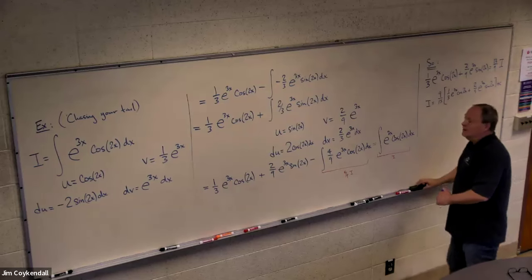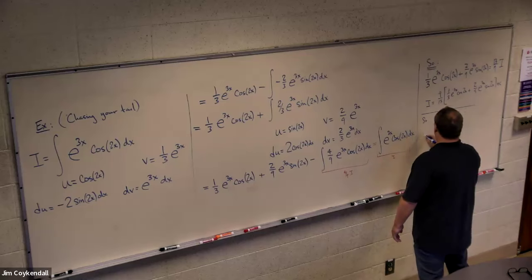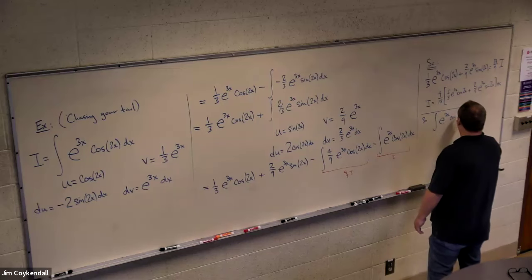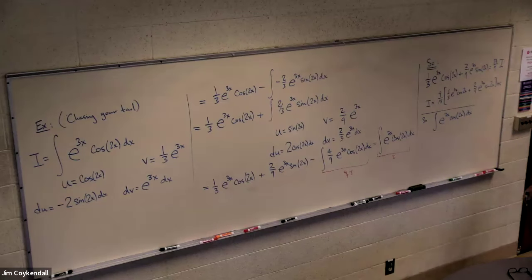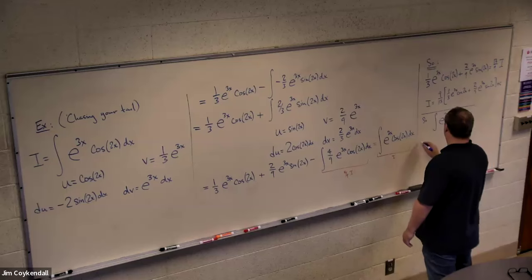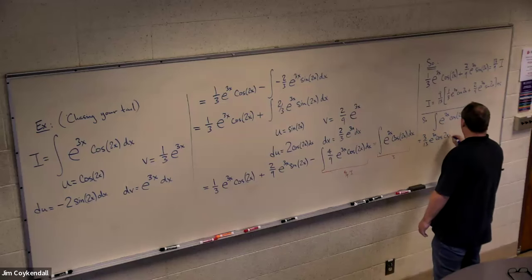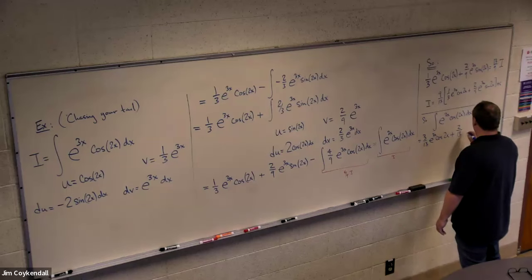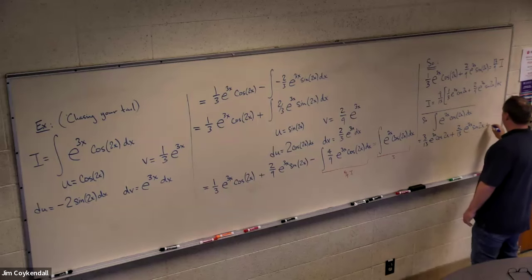And so, at the end of the day, I get the integral of e^(3x) cosine 2x. The antiderivative of that thing is 3/13 e^(3x) cosine 2x plus 2/13 e^(3x) sine 2x.